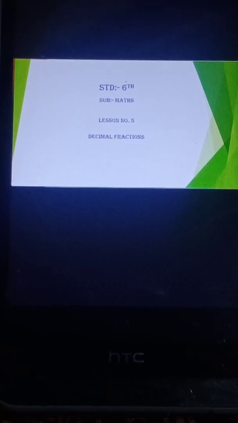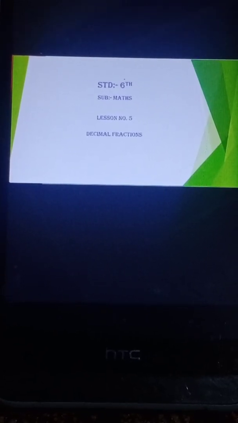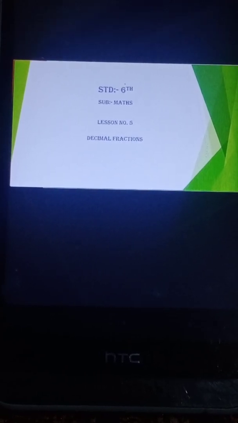Students, let's start with our mathematics class. This is Sandhya Jadhav, your mathematics teacher. We are on lesson number 5. Name of the lesson is decimal fraction. Let's begin.